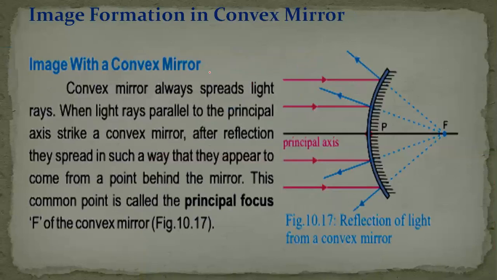The next one, image with a convex mirror. We have talked about the concave mirror, if the object is beyond the principal focus, and if it is very near to the principal focus. Now we will see the convex mirror always spreads light, that's why it is called a divergent mirror, because it spreads the light rays. So when light rays are parallel to the principal axis, they always diverge in that direction. So how will they form the image? They will form when they meet at the back of the mirror, like in the plane mirror. So they will meet here at the focus point, so the image will be formed here.